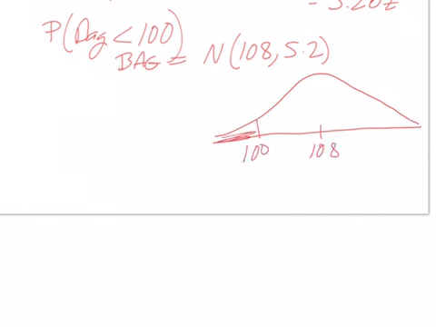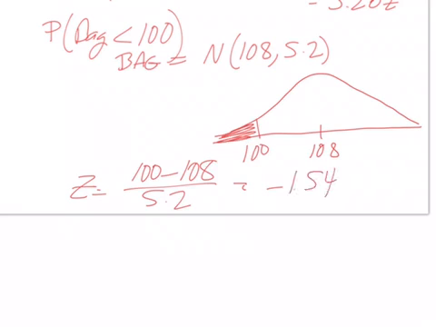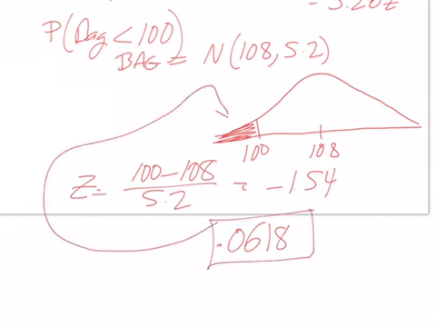What's the likelihood the bag will weigh less than 100? You'd have to z-score 100 by subtracting 108 and dividing by that standard deviation of 5.2. That's negative 1.54. You look that up on the table. There's formula packets on the front table, by the way, you can grab for the normal curve table, and boom, about a 6.2% chance we'd get a bag that weighs less than 100 ounces.